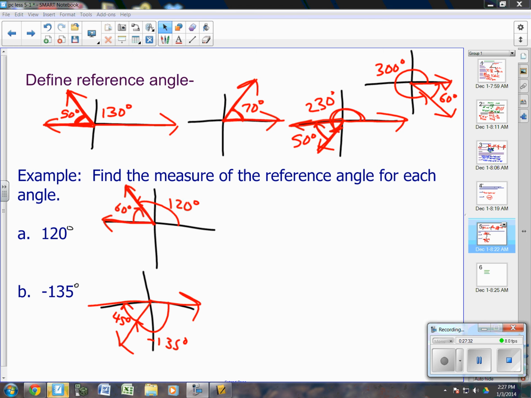So for the second one, would it be negative 70 degrees? This one? No, that's positive 70. A reference angle is always positive.